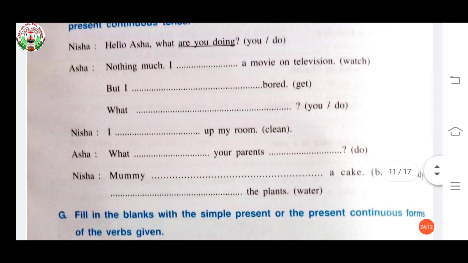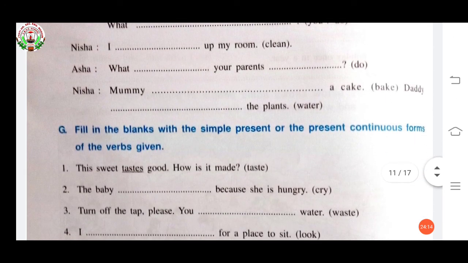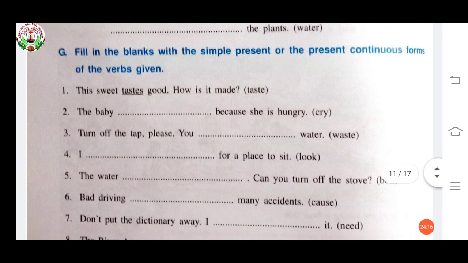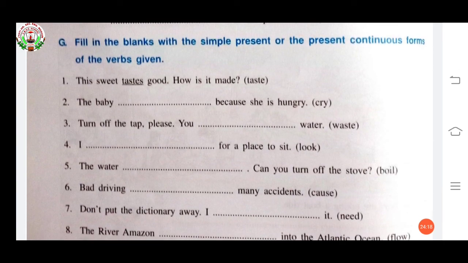Now this much is finished. You can see this G exercise also. Fill in the blanks with the simple present or the present continuous form of the verbs given. Here both types of sentences are given. It is simple present, meaning s or es can come, or present continuous can be there, like the ing form.